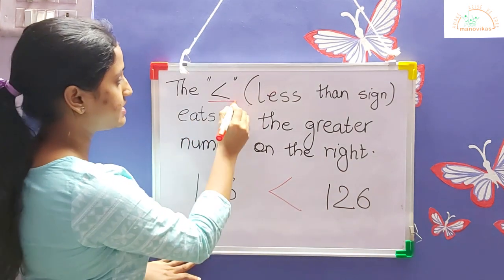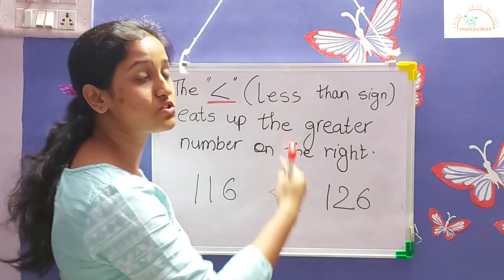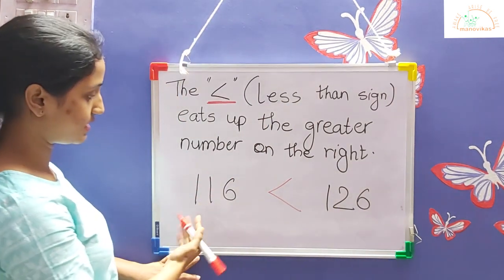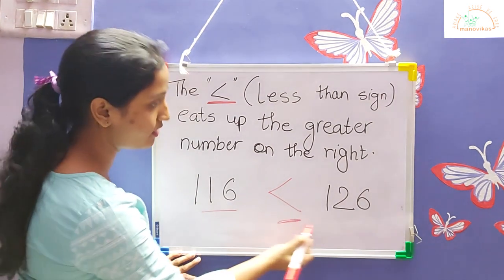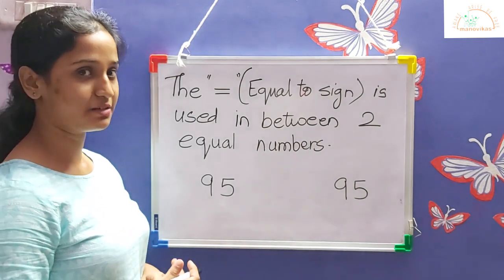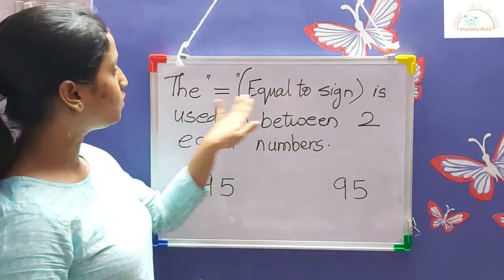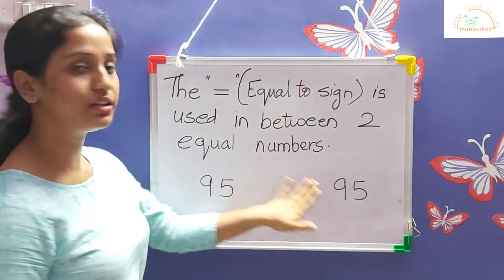So less than sign is used for a greater number which is always on the right. So we say it as 116 is less than 126. Now students, the next statement, the equal to sign is used in between two equal numbers.